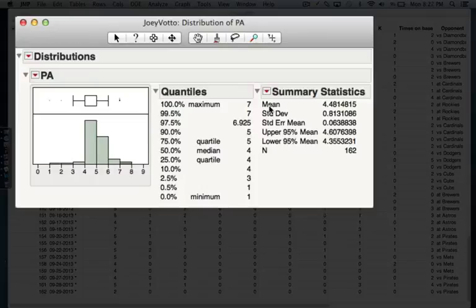Now looking at summary statistics, we see that the mean, which is the arithmetic average, is the total number of plate appearances he had all season divided by how many games, where n equals 162. This equals 4.48. Additionally, we see the standard deviation is about 0.81. This means for any given game, the number of plate appearances that Joey Votto had was typically about 0.81 units away from the mean of 4.48. Although the unit of standard deviation doesn't make much sense now, it'll become very important later as we move on in descriptive statistics and eventually to inferential statistics.